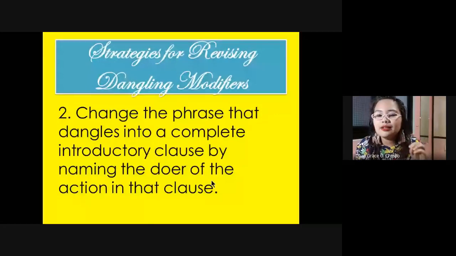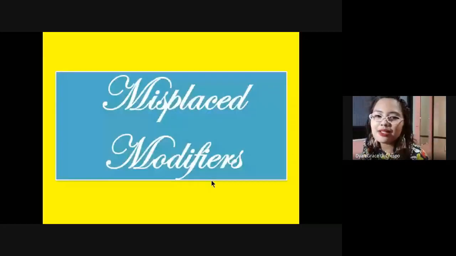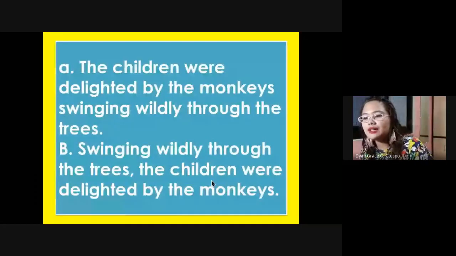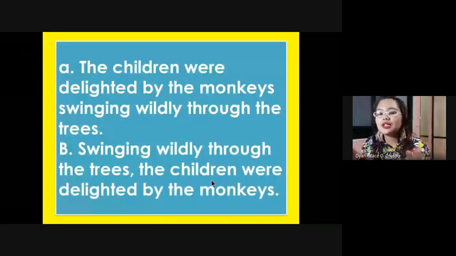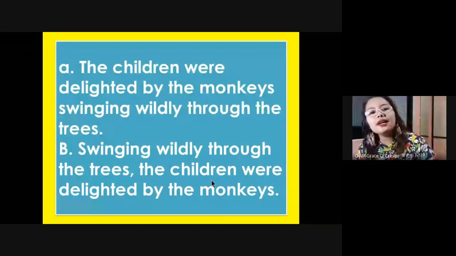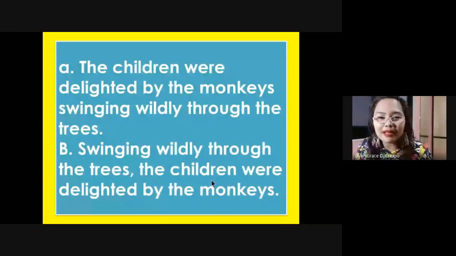Now, let us have another activity. So since alam nyo na sa misplaced modifiers, you will again write A or B. The children were delighted by the monkeys swinging wildly through the trees. Or, swinging wildly through the trees, the children were delighted by the monkeys.